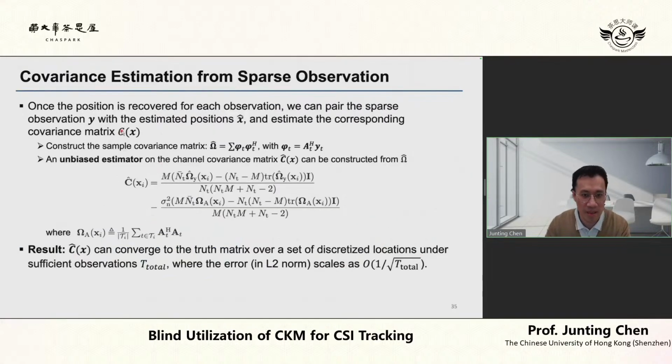So this slide is a little bit complicated, but it simply gives you an idea of how it may work in a model-based approach. Although we only have a very sparse observation of the channel, we can come up with some signal processing approach to formulate an unbiased estimator of the coherence matrix. And then we can also show that when the number of observations goes to infinity, the error of the coherence matrix estimation in L2 norm decays like 1 over square root of T, where T is the number of observations.